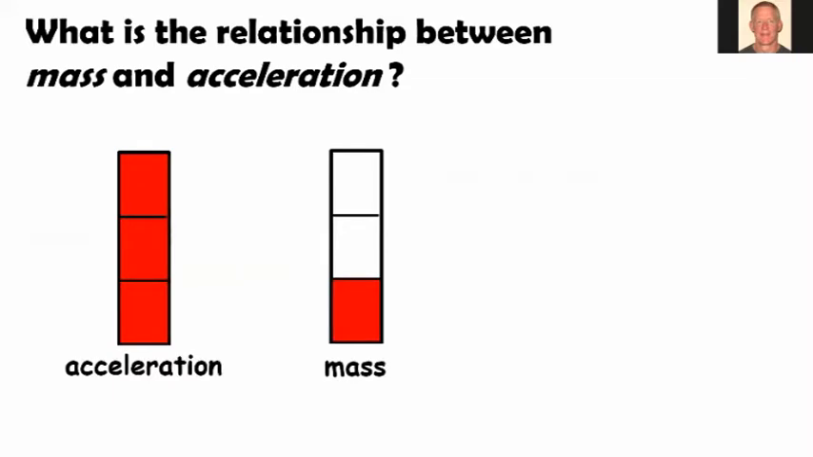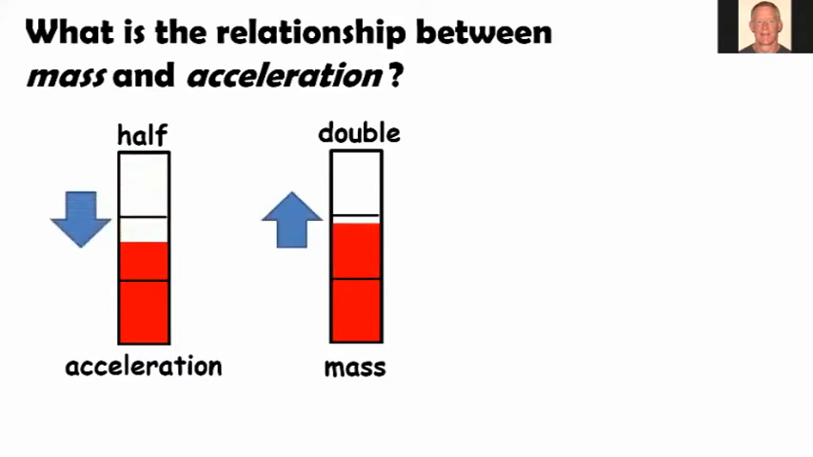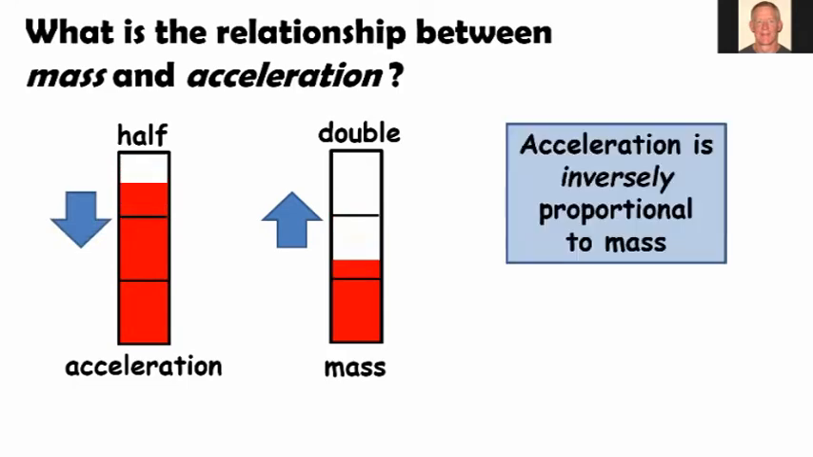So what type of relationship do we have then between mass and acceleration? Well, as we increase the mass, we decrease the acceleration. Okay, if we were to double the mass, we would have half the acceleration. So in this case, as mass increases, the acceleration decreases. And we call this an inverse relationship. So we can say acceleration is inversely proportional to the mass.